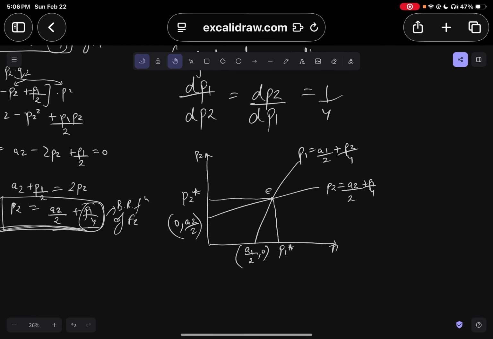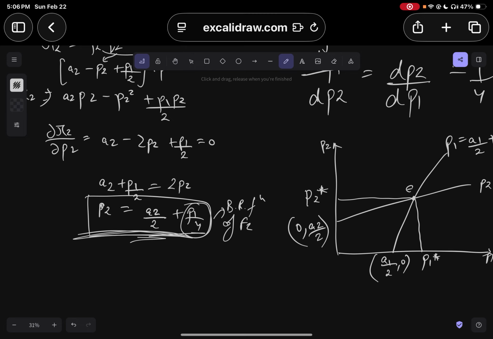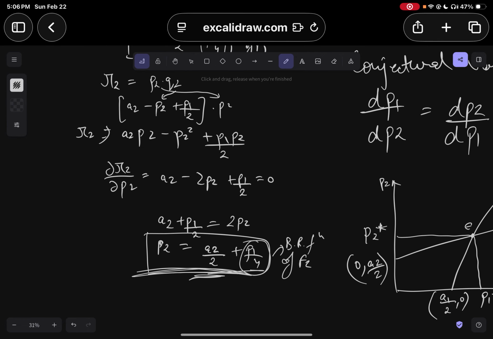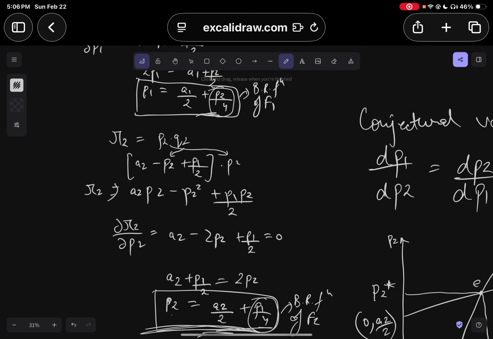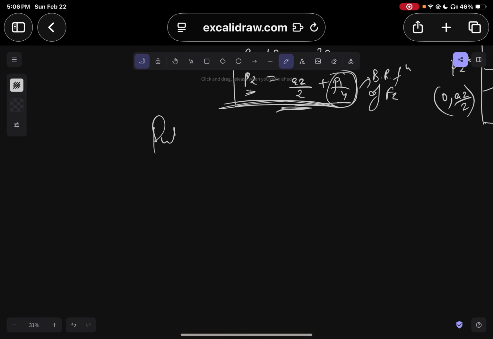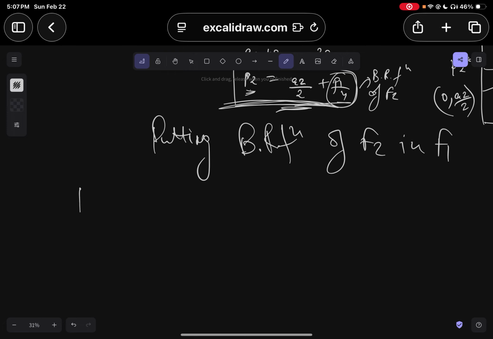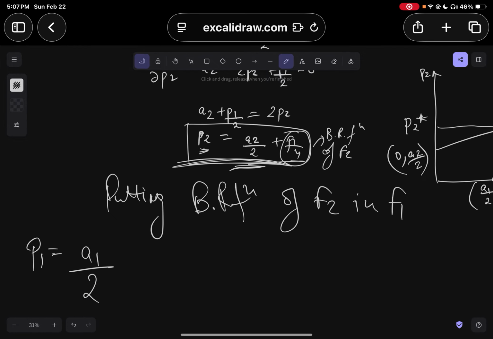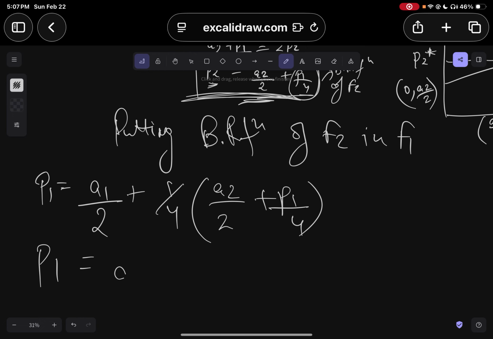Now putting the best response function of firm 2 into the best response function of firm 1. It is simple. We just change the value of P2 as A2 upon 2 plus P1 upon 4. So putting best response function of F2 in F1, P1 is equal to A1 upon 2 plus 1 by 4 times A2 upon 2 plus P1 upon 4. Then we go on to say A1 upon 2 plus A2 upon 8 plus P1 upon 16.